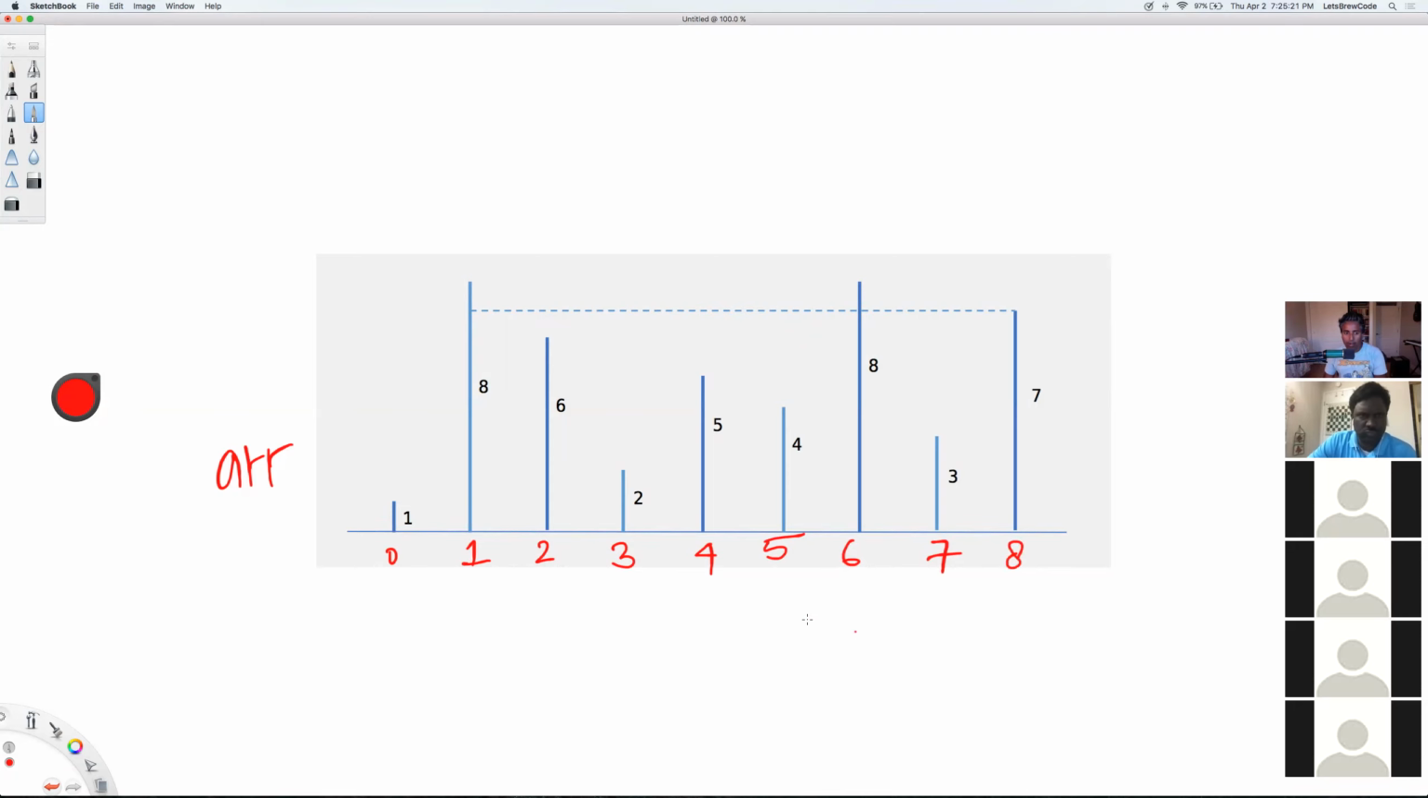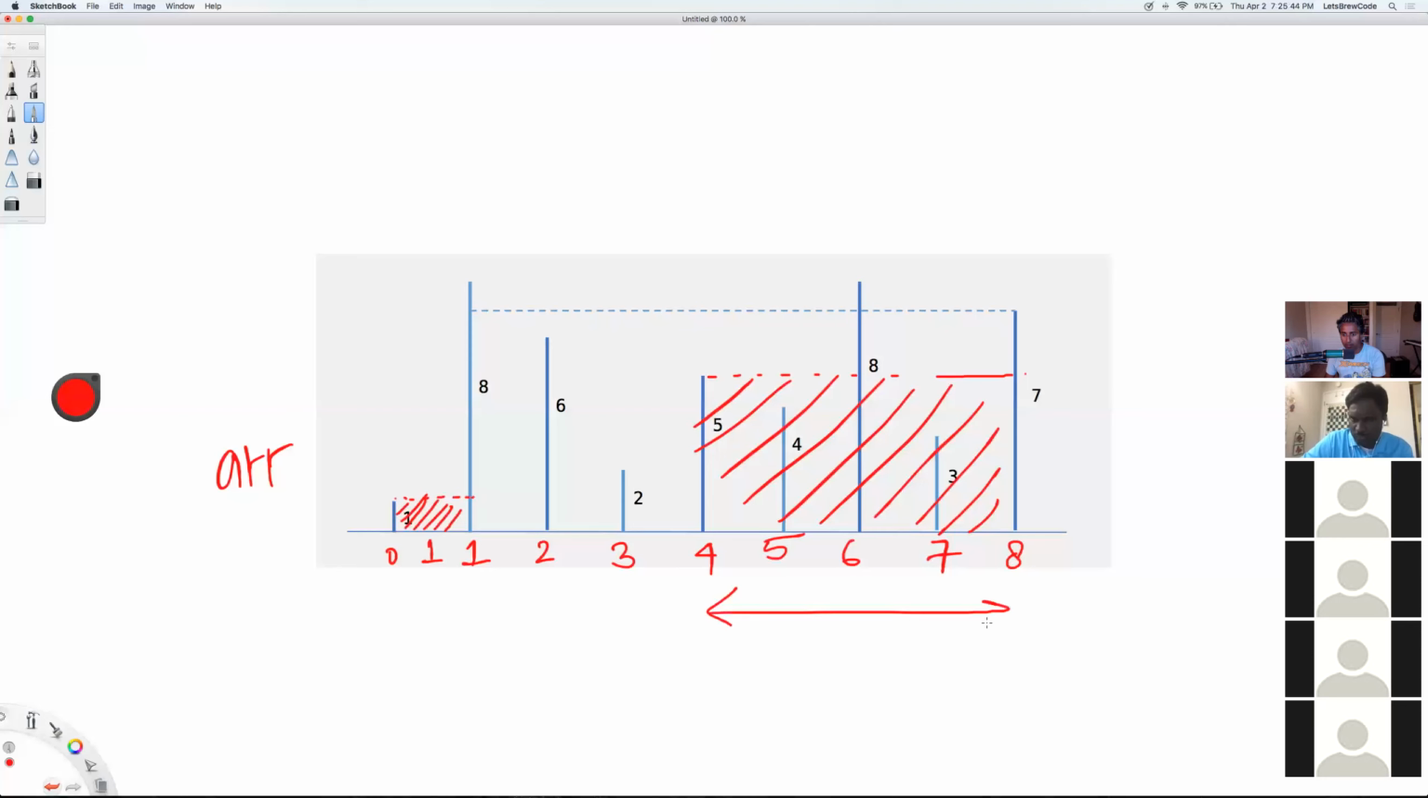Now, taking index 0 and 1 together, we can form a rectangle. This is the rectangle that can be formed. The area will be 1 unit here. And similarly, by taking 5 and 7 together, we can form a rectangle like this. So this will be the rectangle in that case. And the area is the difference here multiplied by the height here, right? That would be the area. So you have to find the maximum area that can be formed by doing this.